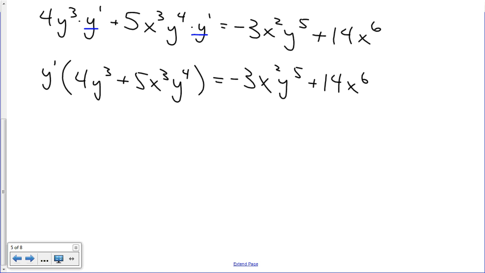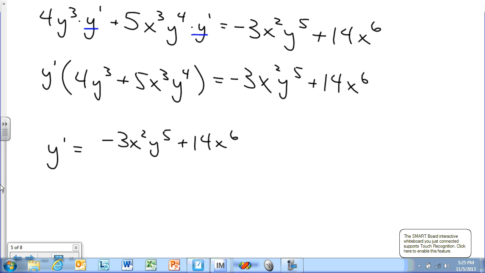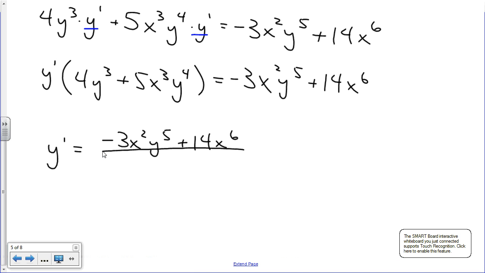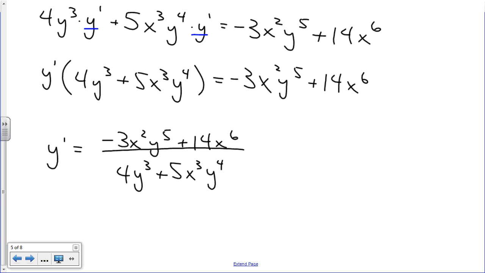One last step here to solve for y prime: just divide by this factor. So the terms that we have over on the right side stay in the numerator. We'll have a negative 3x squared y to the 5th plus 14x to the 6th. And that's all divided by, my board just stopped for a second. There we go. That's all divided by this factor that was on the left side, 4y cubed plus 5x cubed y to the 4th.